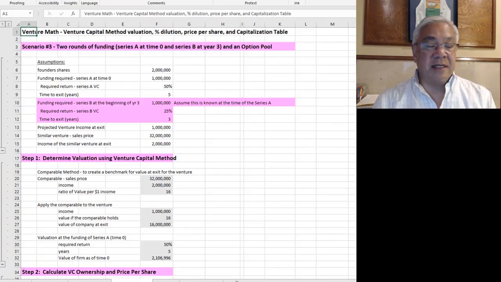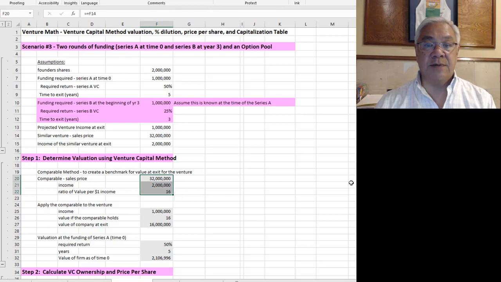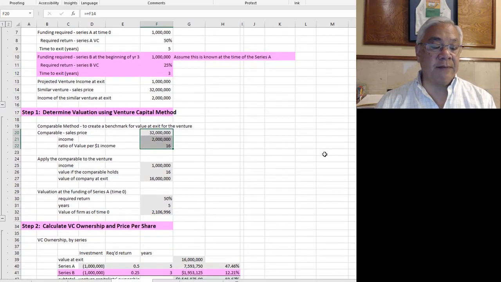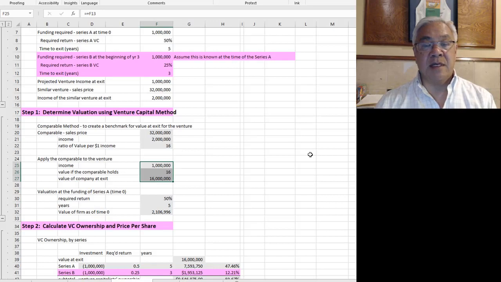All right, so here we'll see the same information as we've seen before. The top is just the set of assumptions. And step 1 is determining the value using the venture capital method. I'm going to skip doing it again because it's the same. So we had this sequence that got us to the valuation of $16 of value for every dollar of profit. This section here applies the rate of 16 times earnings to get to the valuation at our hypothetical harvest point in year 5 at $1 million income, corresponding to 16 million of market value.